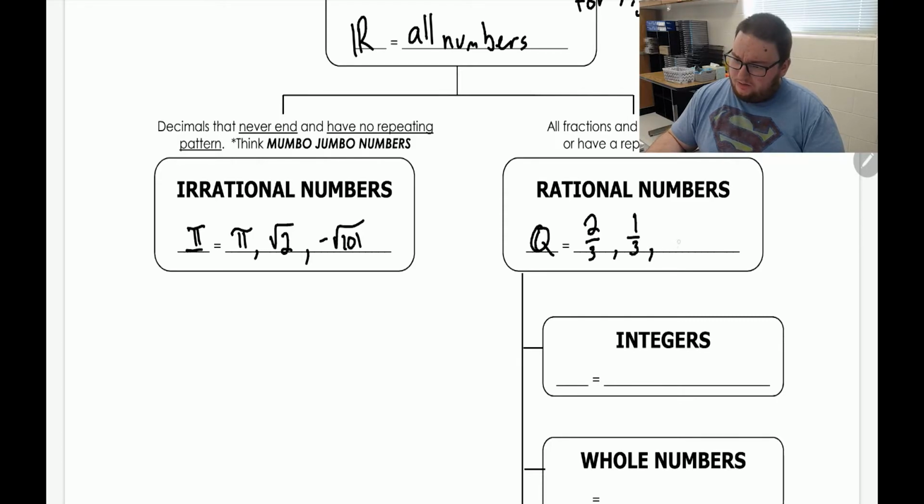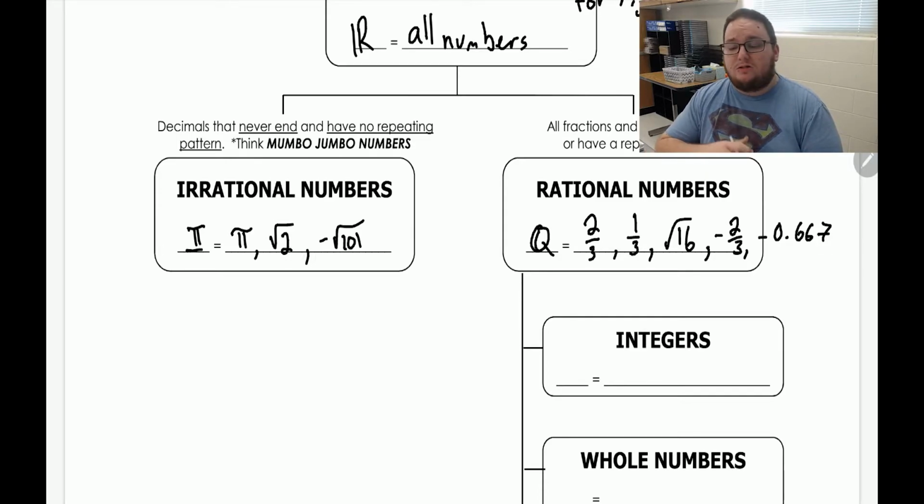We could have the square root of 16. And of course, we can have negative 2/3 or negative 0.667. As long as the decimal ends or it's repeating, we can say that it's a rational number.